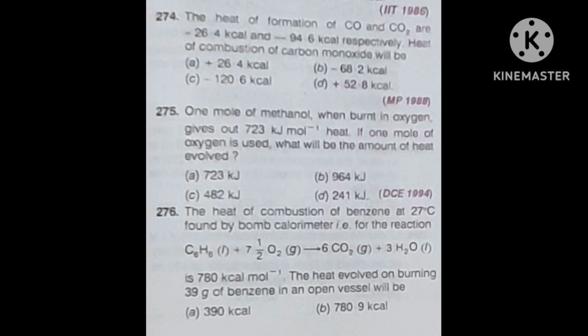Then you have to write 2 into CO2, whose value is given as minus 94.1. And for H2O it is given as minus 68.3, so 3 into minus 68.3. After that, minus, then in bracket you have to write C2H6, whose value is given as minus 21.1.